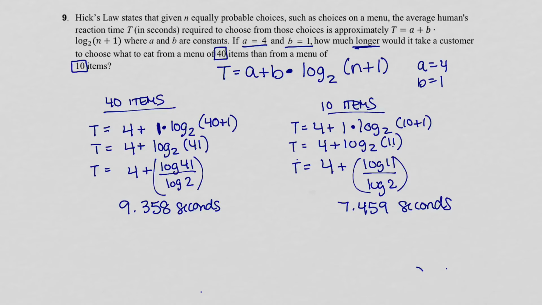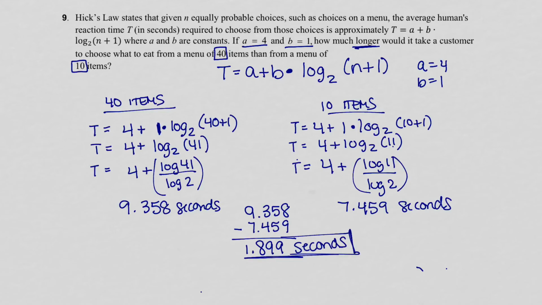Okay, so I've got two different outputs there, but what I want to know is how much longer. So that means I have to compare them. I'm going to subtract my 9.358. From that, I'm going to take 7.459. And basically I know it's going to take about 1.899 seconds longer to look at that menu if I've got 40 things to choose from instead of 10 things to choose from. And that is it for the notes for 6.5.